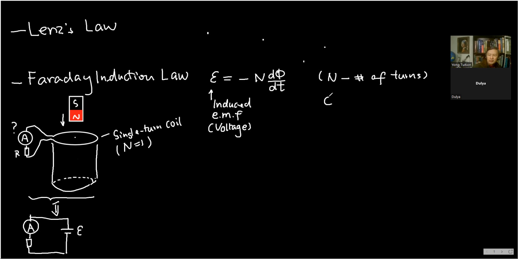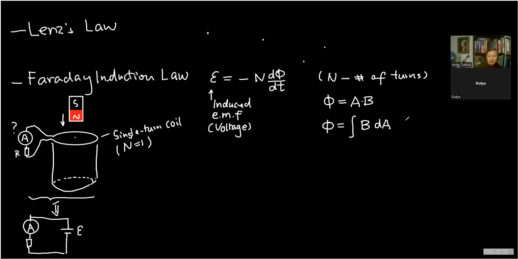How about this phi? Do you know phi? The magnetic flux is AB cos theta, that's right. That equals the area A multiplied by the magnetic field B. That is for a uniform field. If it is not uniform, you have to use the integral, B multiplied by dA.